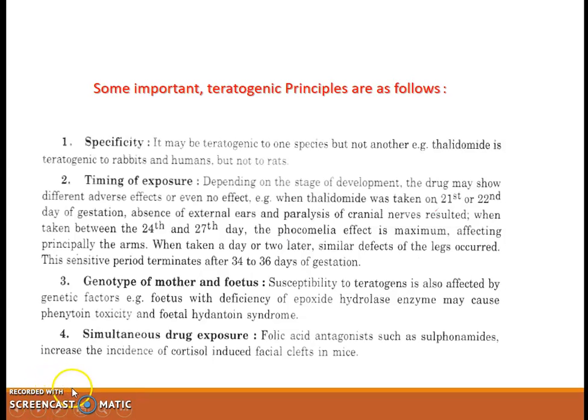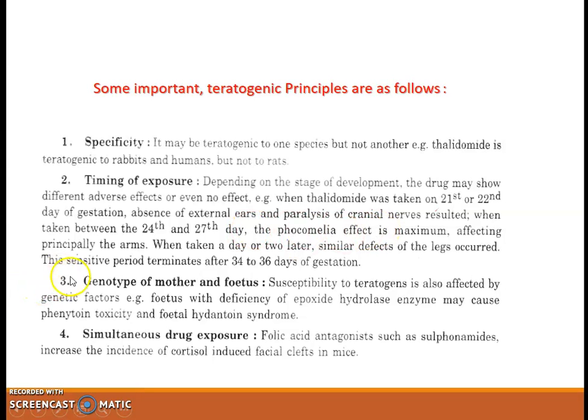Then some important teratogenic principles. First is specificity. A drug may be teratogenic to one species but not another. Example, thalidomide is teratogenic to rabbits and humans but not rats. Timing of exposure. Depending on the stage of development, the drug may show different adverse effects or even no effect. Same example is thalidomide that was taken on the 21st and 22nd day of gestation. Absence of external ear and paralysis of cranial nerve resulted.